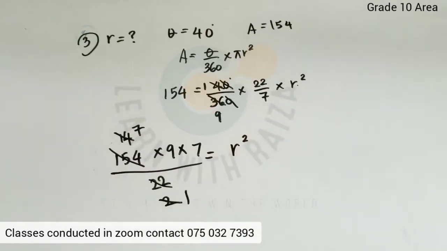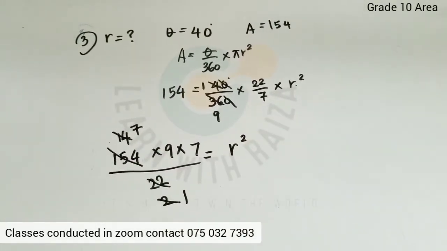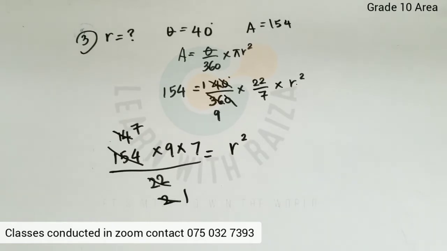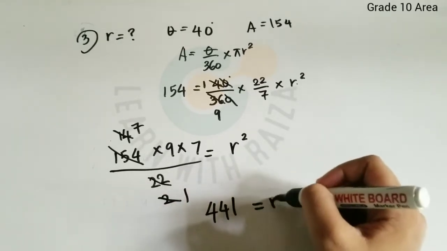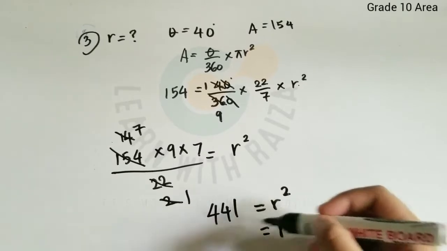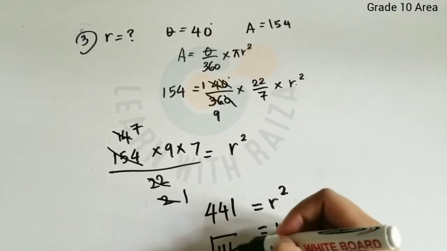7 into 7 means you are getting 49. Then you have to multiply 49 into 9. So let's see, 49 into 9. Yes, you are getting 441 is equal to r squared. So if you want to find only r, you have to get the square root of 441.